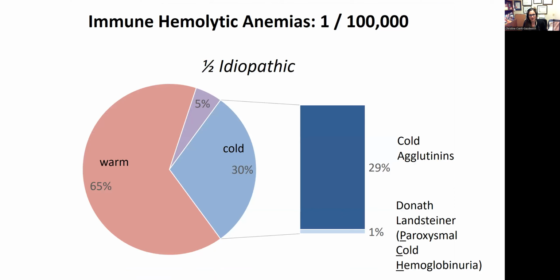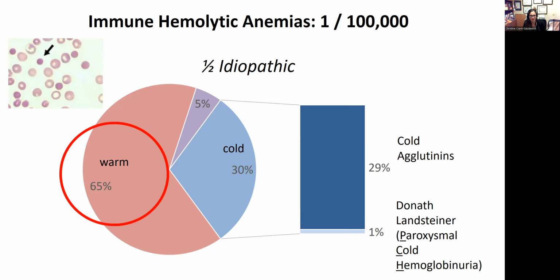So let's talk a little bit more about immune hemolytic anemias. These are rare. About half of these are idiopathic. The other half are due to instigators mentioned earlier. Most immune hemolytic anemias are warm. But about 35% of them are cold, and the vast majority of cold immune hemolytic anemias are cold agglutinin. Only a small minority of cold hemolysis is not IgM based, but due to a Donath-Landsteiner paroxysmal cold hemoglobinuria. So that's what spherocytes look like in warm.